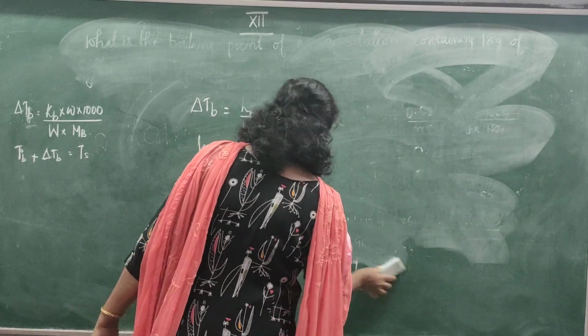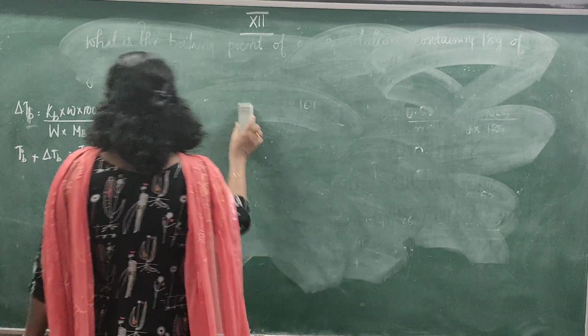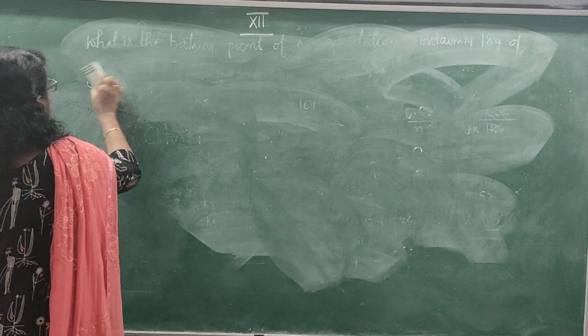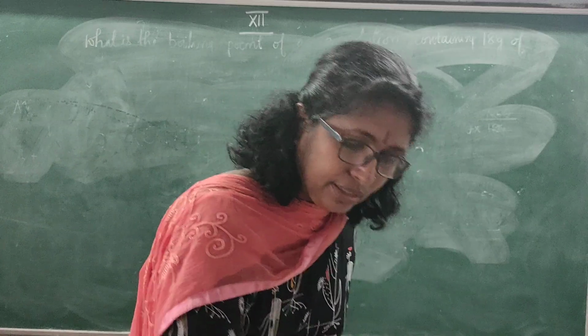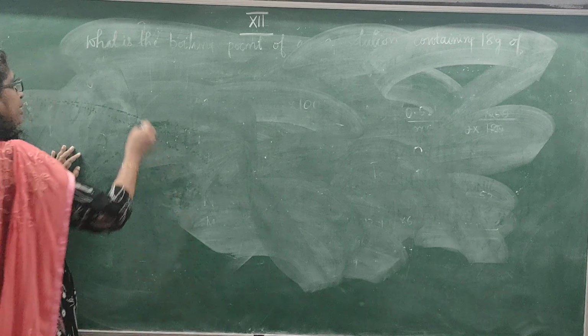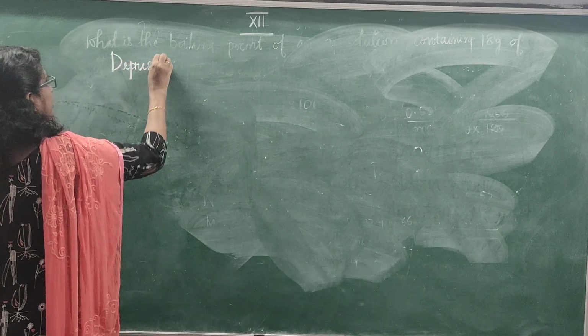Now next is the next colligative property. What is the next colligative property? The next colligative property is the depression in freezing point.